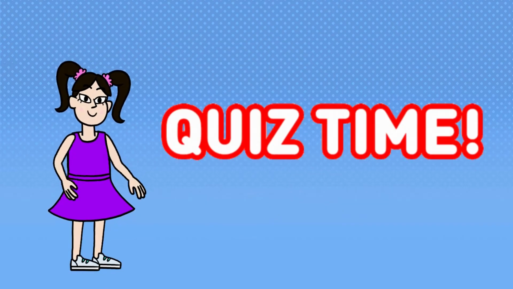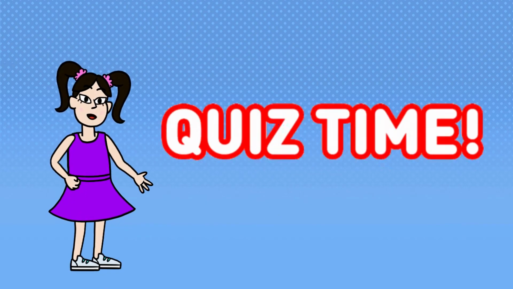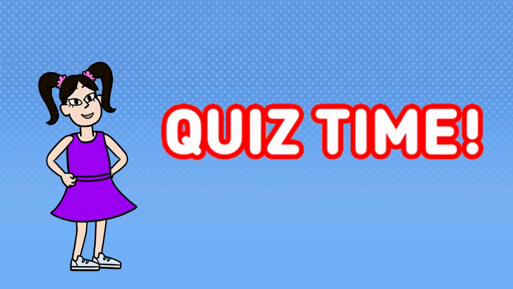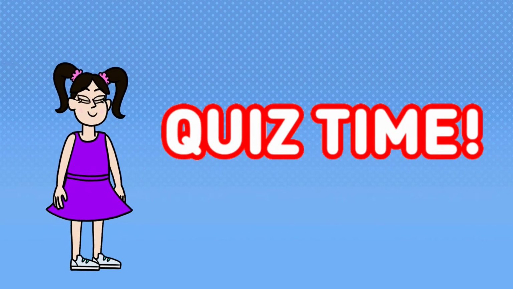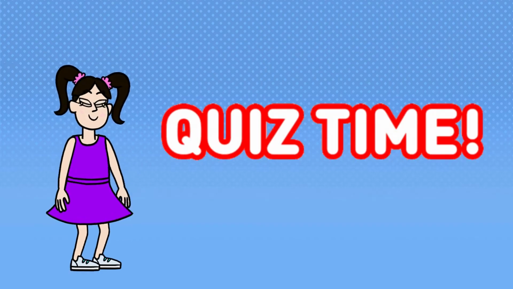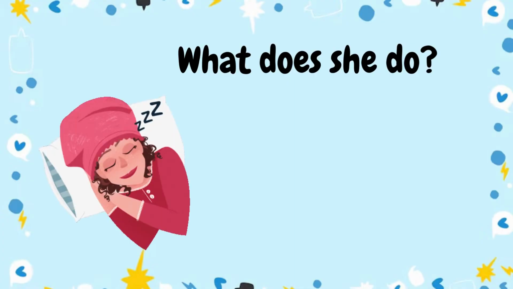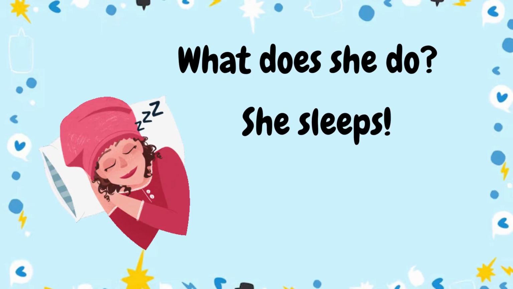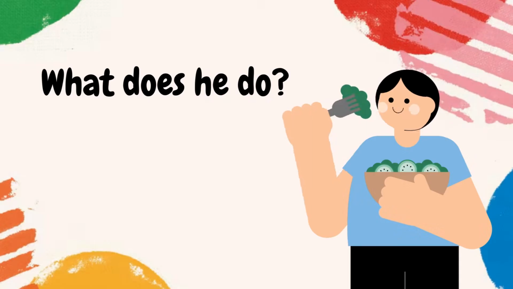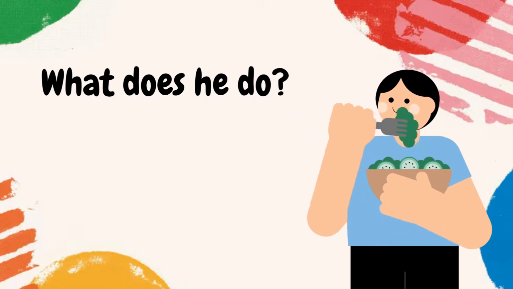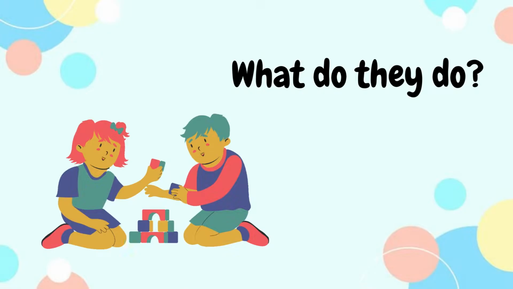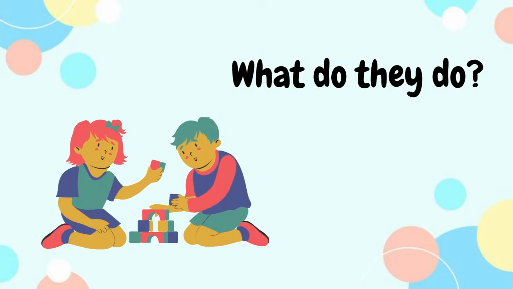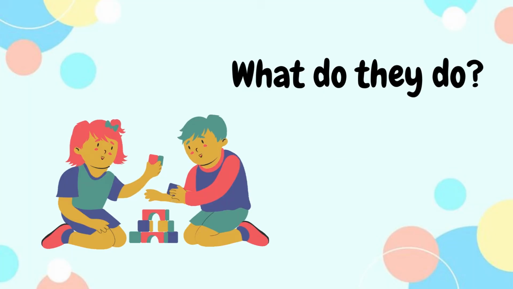Let's play a game. I'll show you a picture, and you say the sentence using the simple present tense. Are you ready? Let's go. What does she do? She sleeps. What does he do? He eats. What do they do? They play.